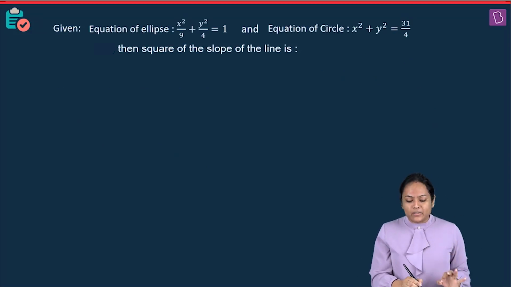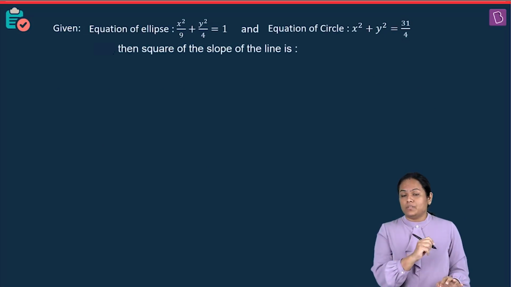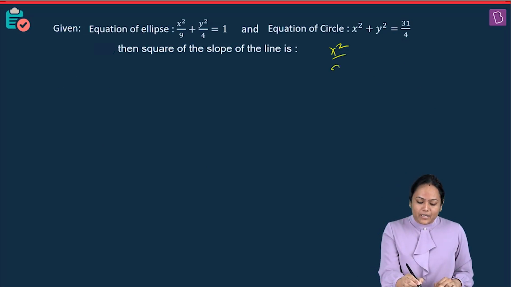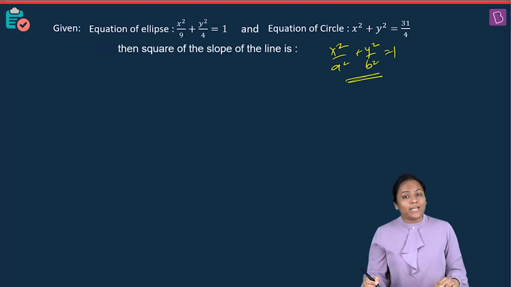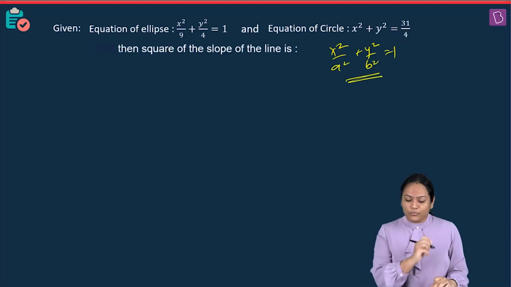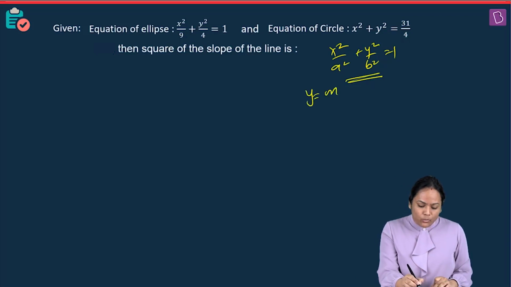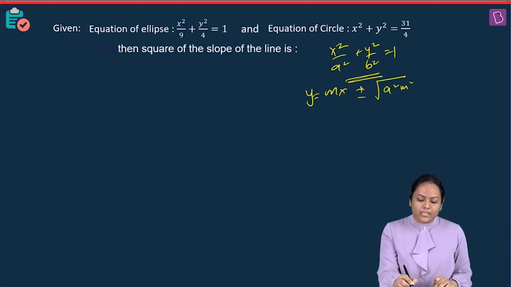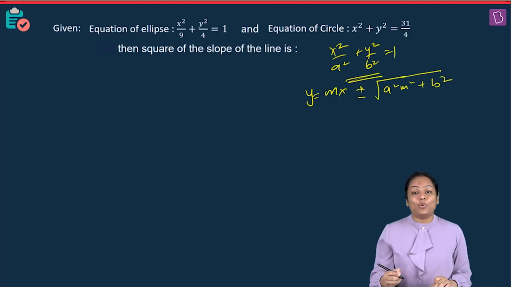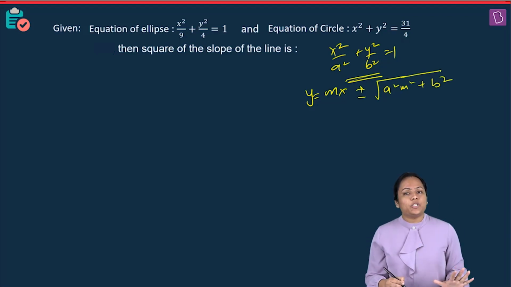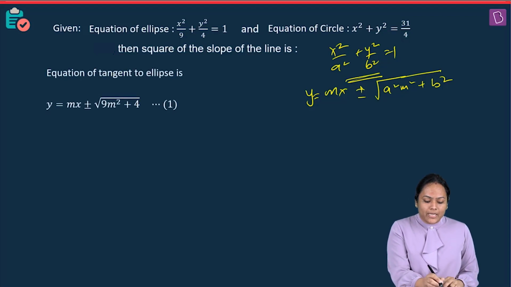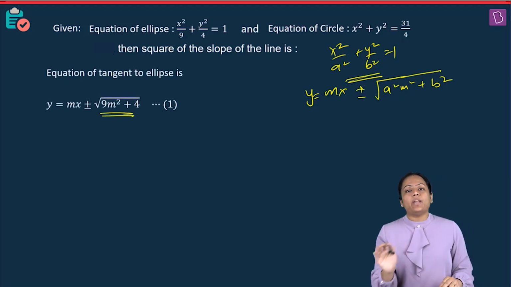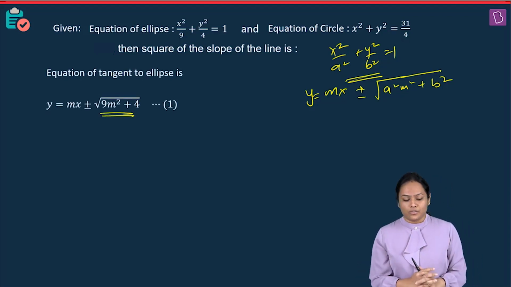So first of all, let's write the equation of tangent to the ellipse. If I have my ellipse in standard form, that is x square by a square plus y square by b square is equal to 1, what is the equation of tangent in slope form? Well, it is y is equal to mx plus minus. Can you recall what that was? It's nothing but root over a square m square plus b square, right? So when I substitute the values, it's going to become root over 9m square plus 4. This is going to be the constant term.